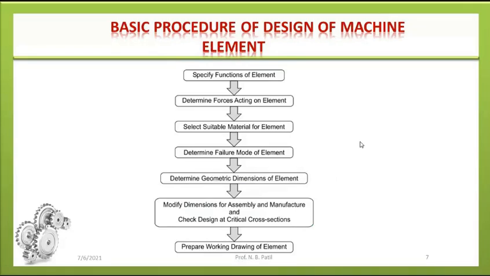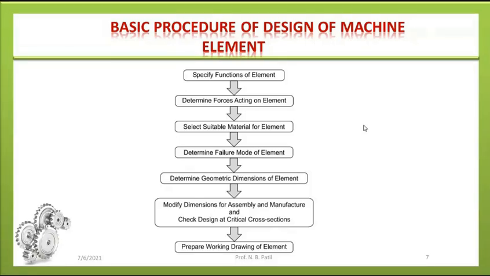Now in this particular subject we only focus on machine elements, small machine elements. So this is the basic procedure of design of machine element, which we follow for every component. First, specify the function of the element. The design of a machine element begins with specification of its function. Let's say bearing. What is the function of a bearing? To support the rotating shaft.